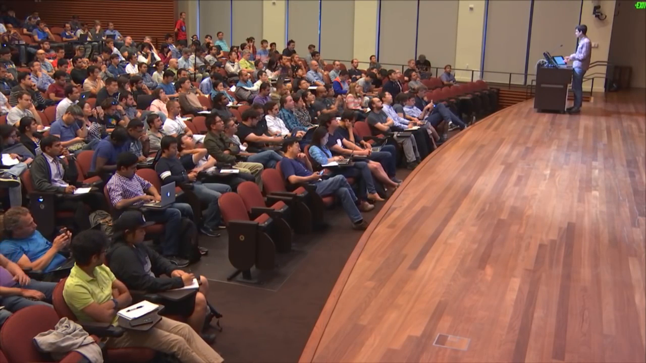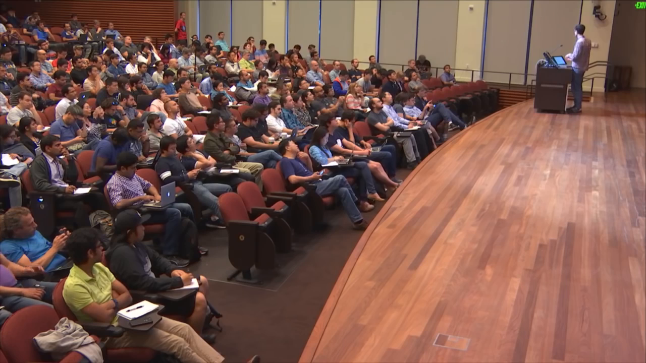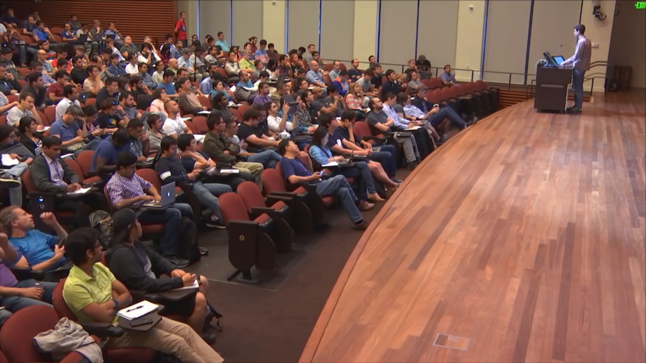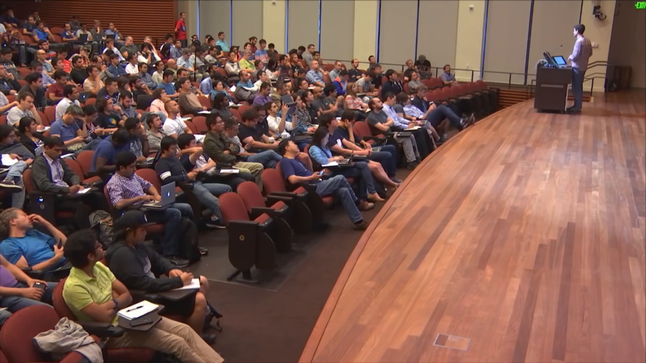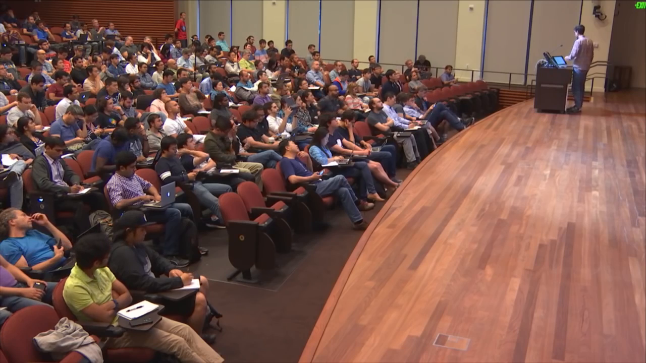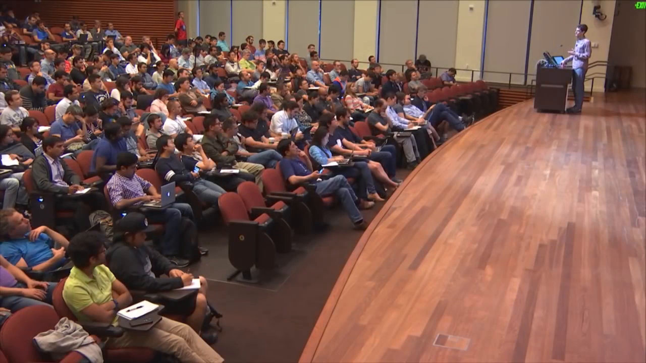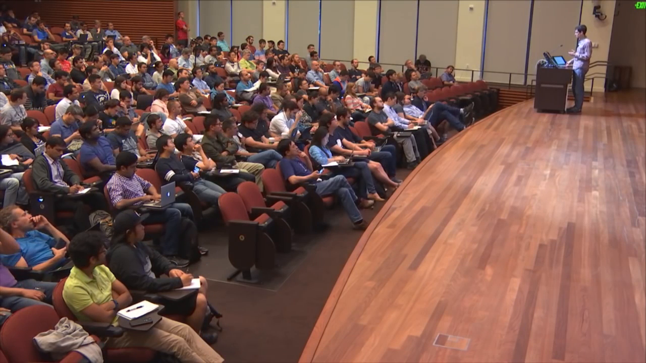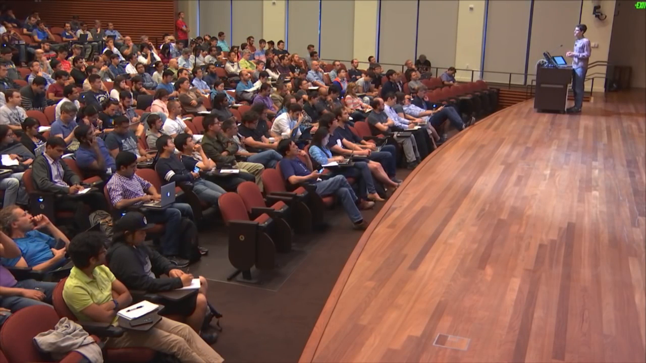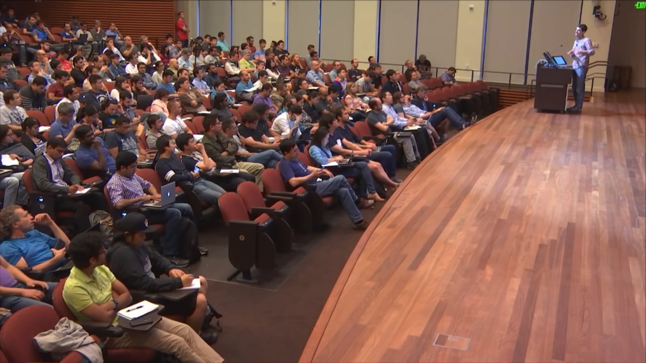Here's how I would compare them, and this is anecdotal evidence, but I think this is the consensus right now. The Q function methods are more sample efficient when they work, but they don't work as generally as policy gradient methods, and it's a little harder to figure out what's going on when they don't work. That makes sense, because in the policy gradient methods, you're optimizing exactly the thing you care about with gradient descent. Whereas with Q function methods, you're doing something indirect, where you're trying to learn a Q function, and then you're hoping that it gives you a good policy.